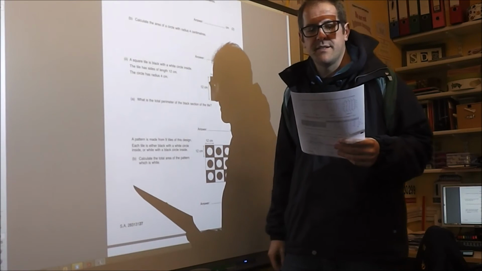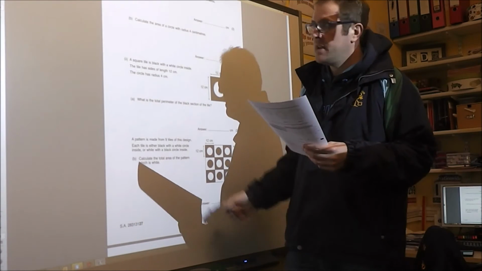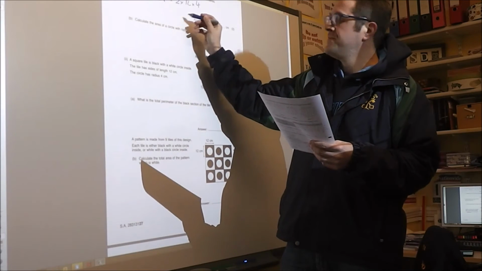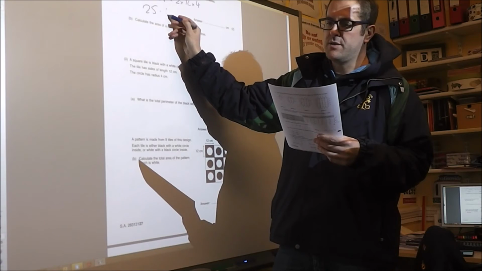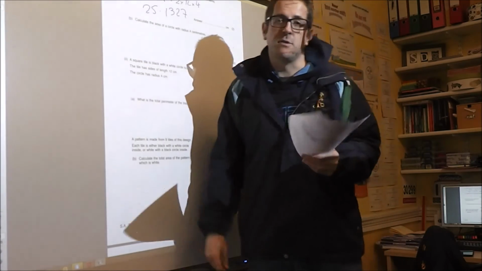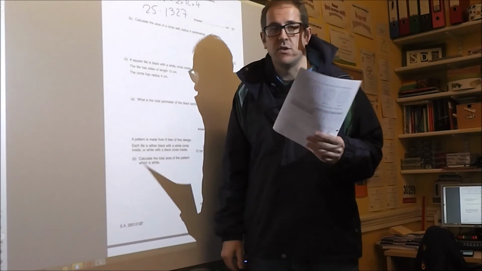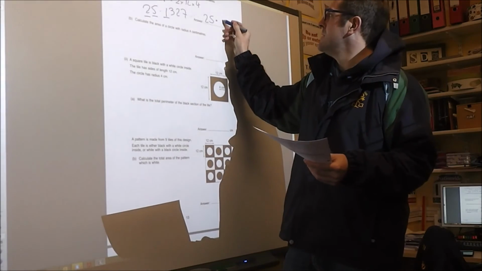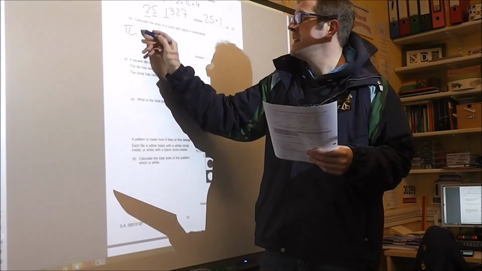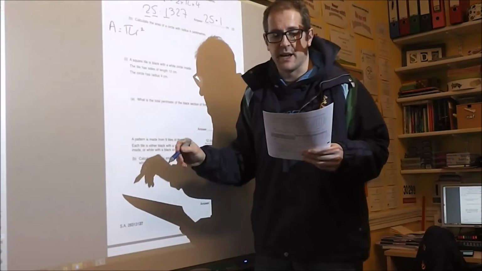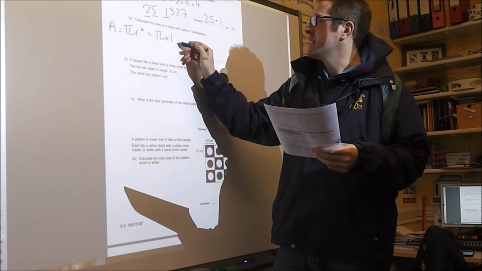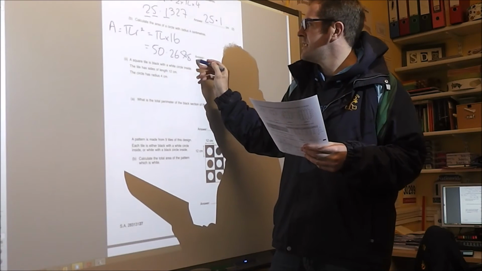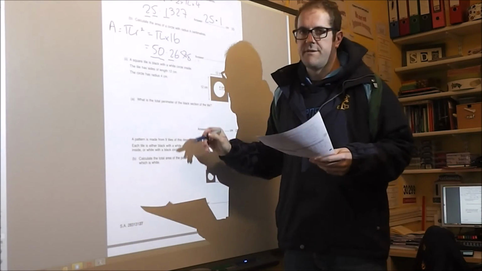Okay, question 11 is on circles and using pi. Circumference is 2 pi r, which is 2 times pi times 4, which gives you 25.1327. Now remember, in calculator papers, you always do it to 3 significant figures. 1, 2, 3. 25.1. For part B, area of a circle is pi r squared. So it's pi times 16, which gives you 50.26548 and so on. 3 significant figures, 50.3.